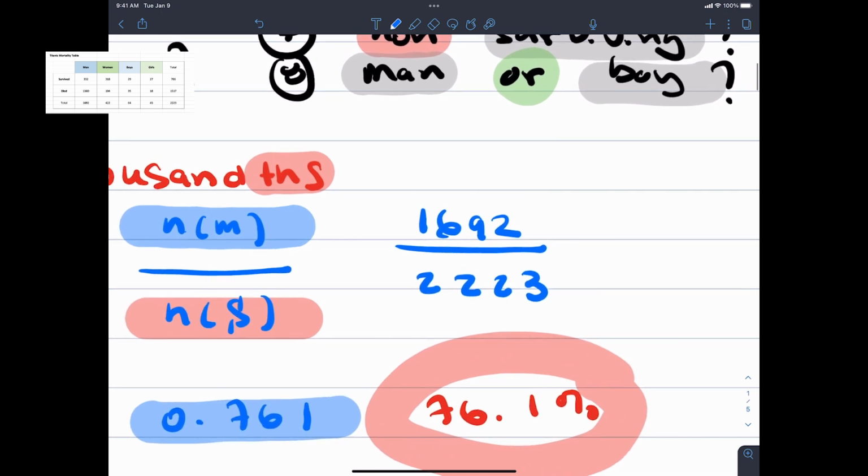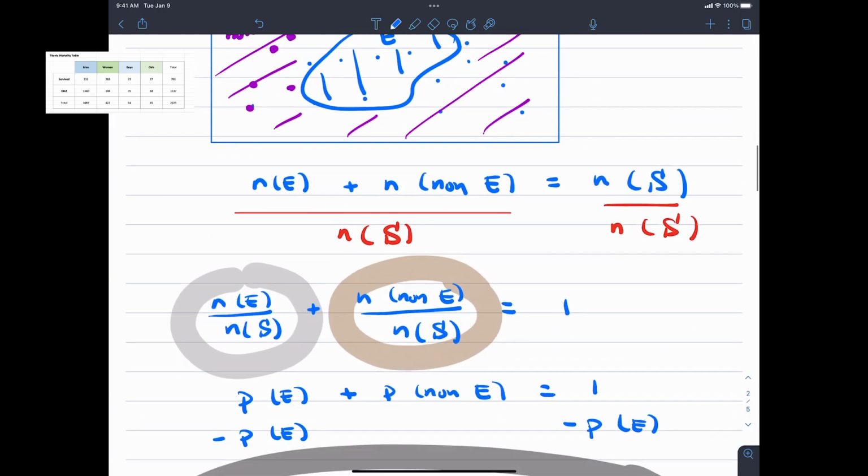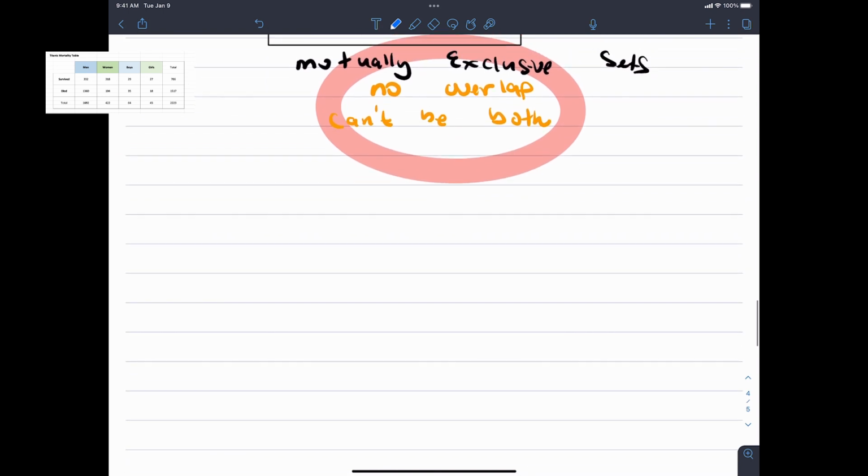See that word or for number 8? Let's talk about the difference. Let's compare and contrast. Number 8, the probability of selecting a man or a boy. That can happen. This word or.